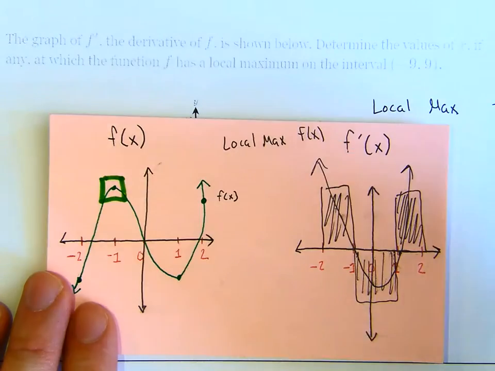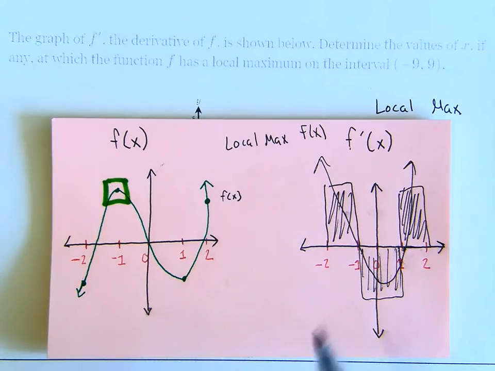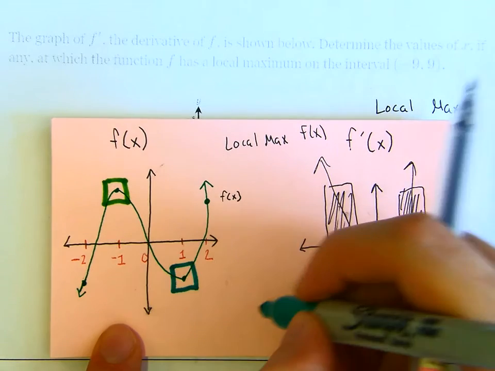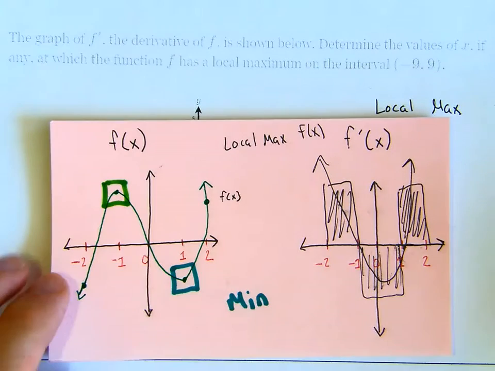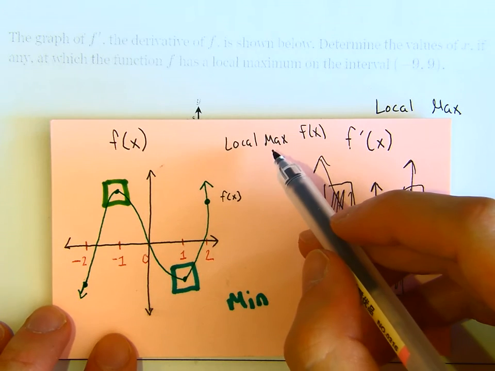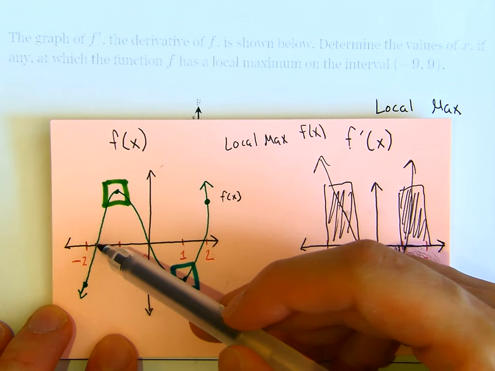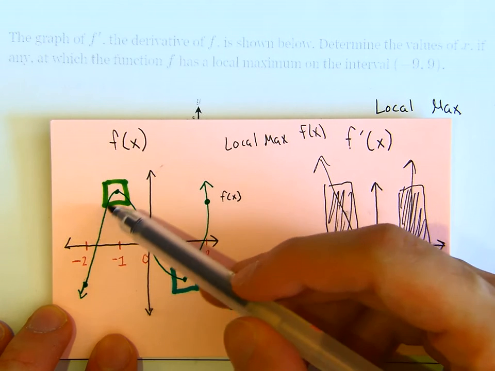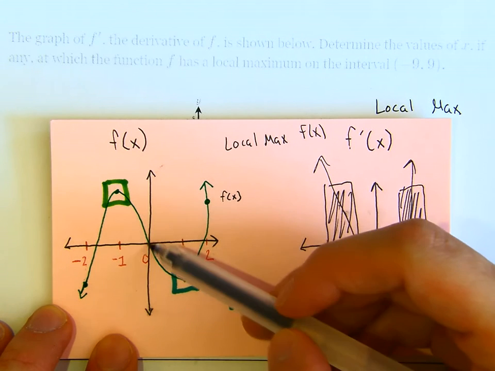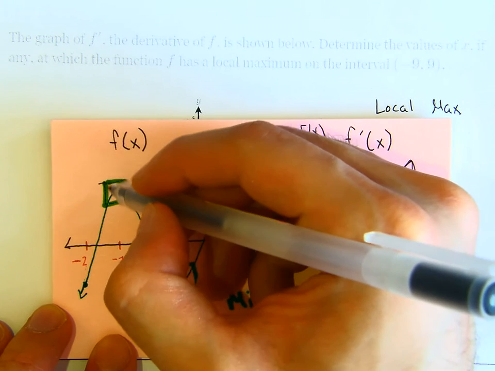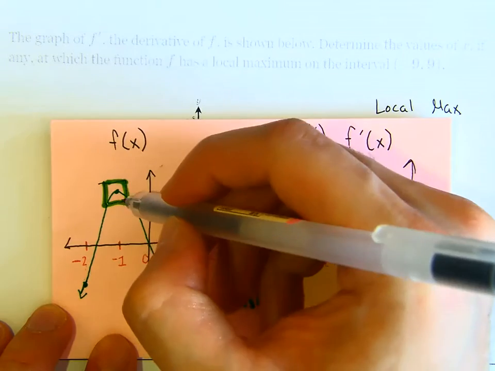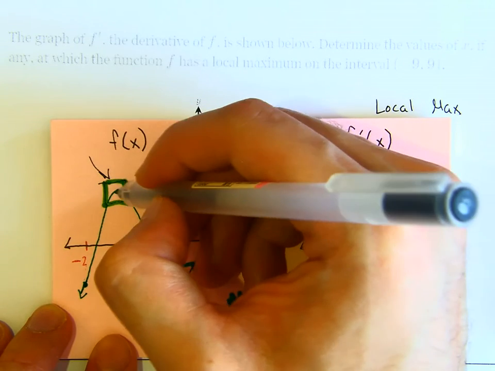This is a max. And here, this is going to be the local min. So what do you notice about the local max? Notice how the tangent lines go from positive to negative. And what is the slope at this local max? You notice that this slope is 0.